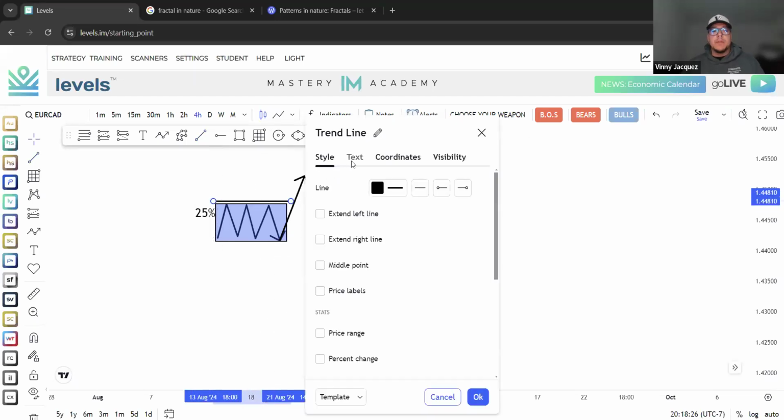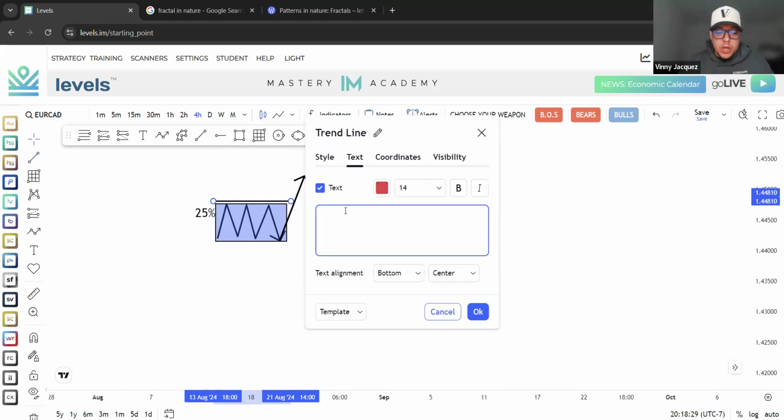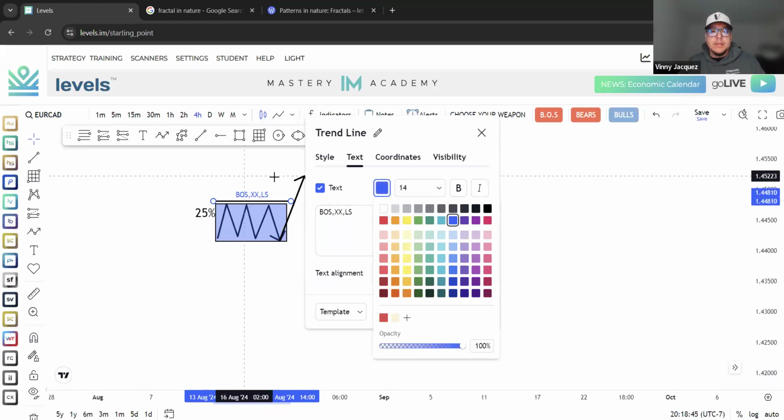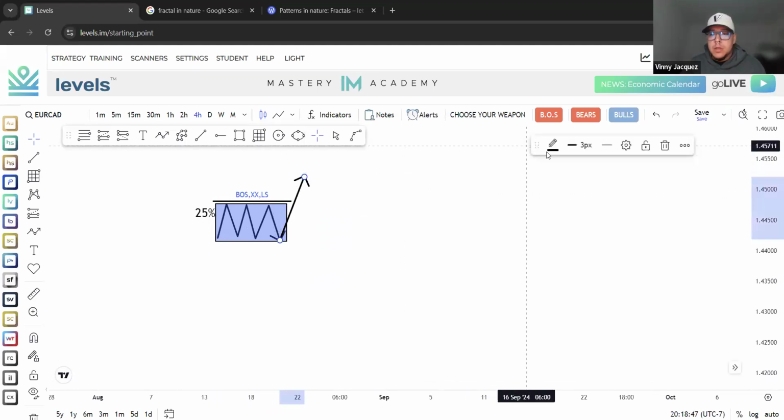It's important you mark it up this way because when you mark it up this way, you're going to be able to see your head and shoulder setup a lot easier. So let's go ahead: break of structure slash sweep of liquidity slash left shoulder. Now that was a bullish break of structure. Awesome. Cool, guys. Let's go ahead and make this green.